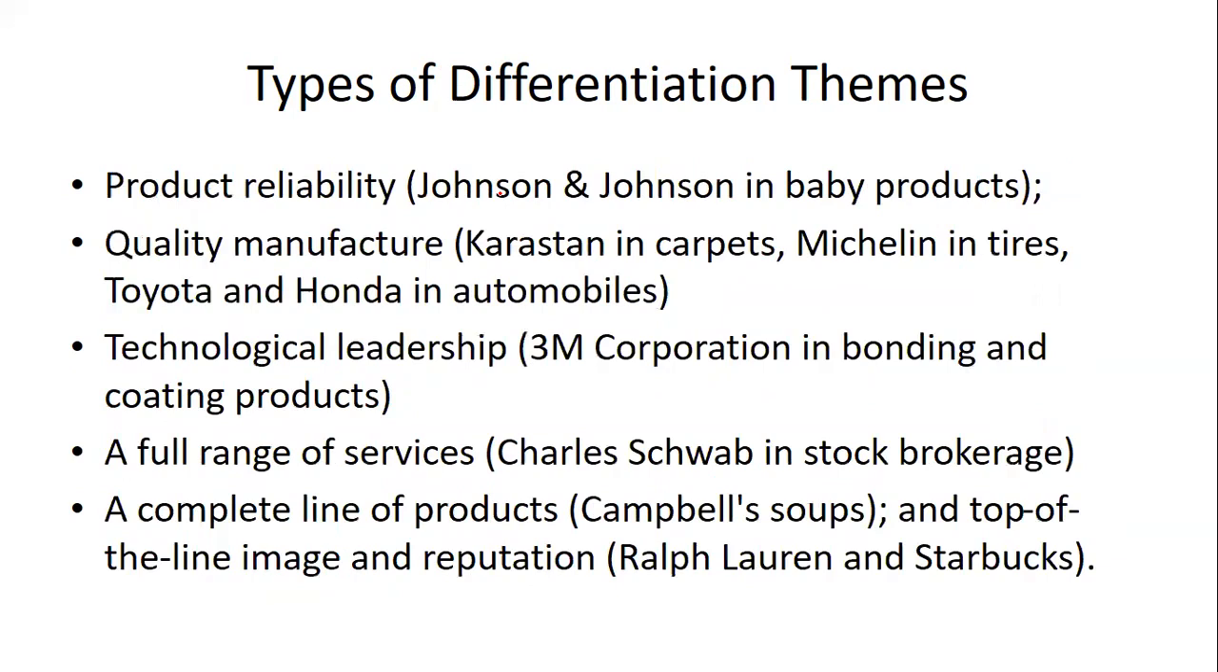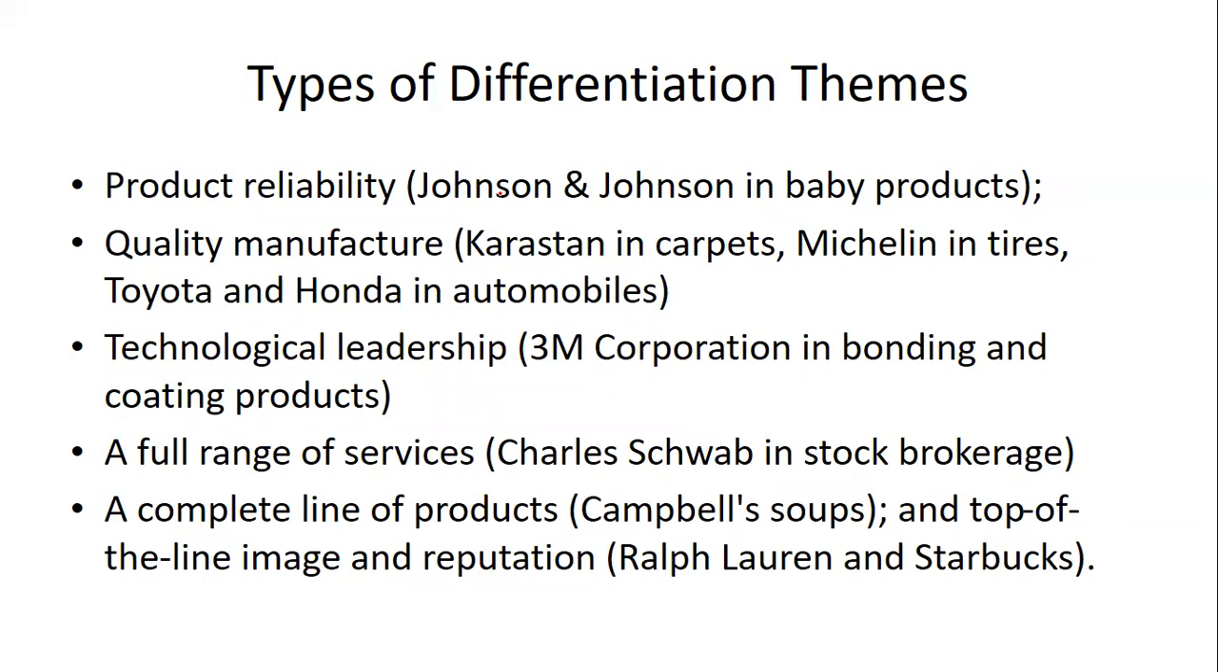Now, differentiation, types of differentiation. You can differentiate with the help of product reliability, like Johnson and Johnson in baby products. Quality manufacturer, you can go with Toyota and Honda in automobiles. Technological leadership, where you have 3M Corporation in bonding and coating the products. A full range of services, where you have Charles Schwab in stock brokerage.